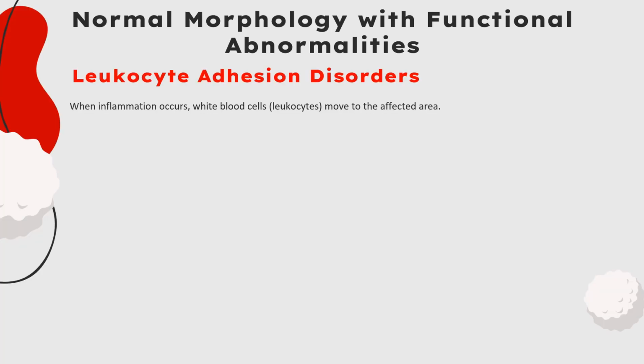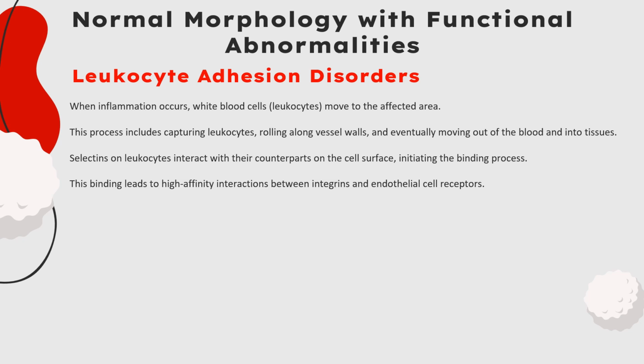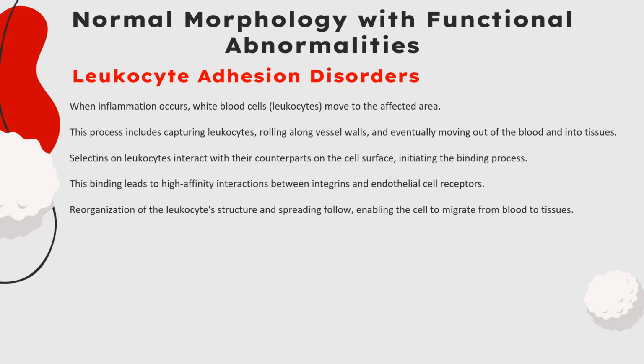When inflammation strikes, white blood cells, or leukocytes, rush to the scene. This involves capturing, rolling, and migrating from the bloodstream into tissues. Selectins on leukocytes bind with their counterparts on cell surfaces, initiating the adhesion process. High-affinity interactions occur between integrins and endothelial cell receptors, leading to binding and structural changes in leukocytes. Leukocytes reshape and spread, allowing them to move from blood to tissues.